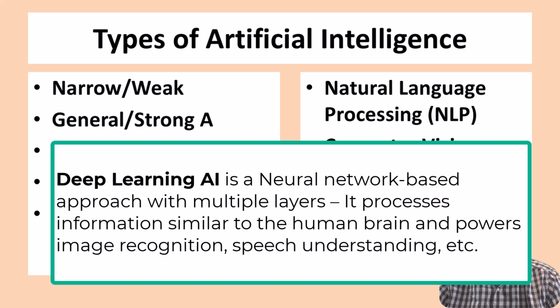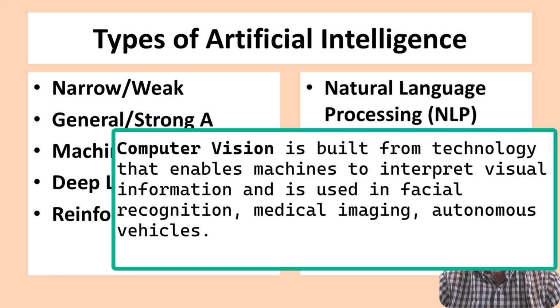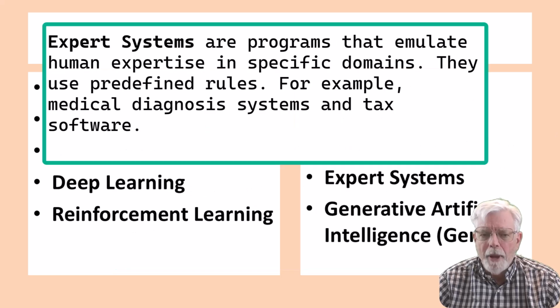Deep learning AI is a neural network-based approach with multiple layers. It processes information similar to the human brain and powers image recognition, speech understanding, etc. Computer vision is built from technology that enables machines to interpret visual information and is used in facial recognition, medical imaging, autonomous vehicles. Expert systems are programs that emulate human expertise in specific domains. They use predefined rules, for example, medical diagnosis systems and tax software.